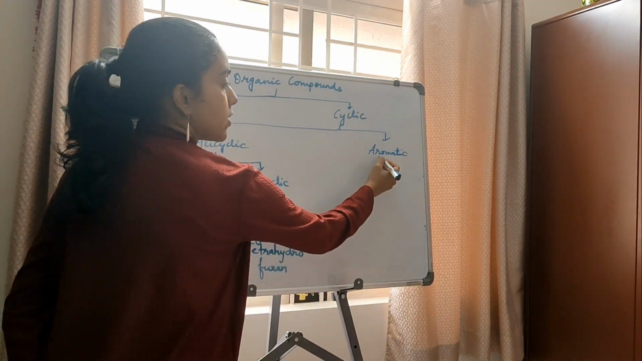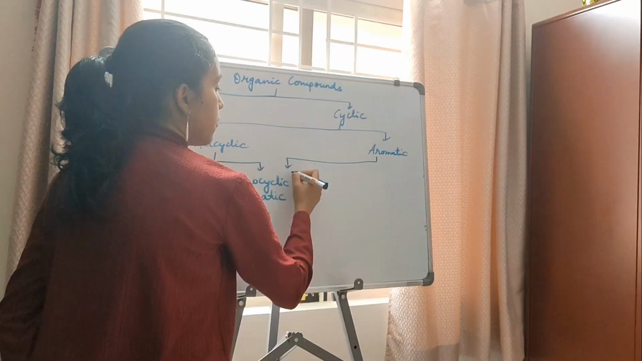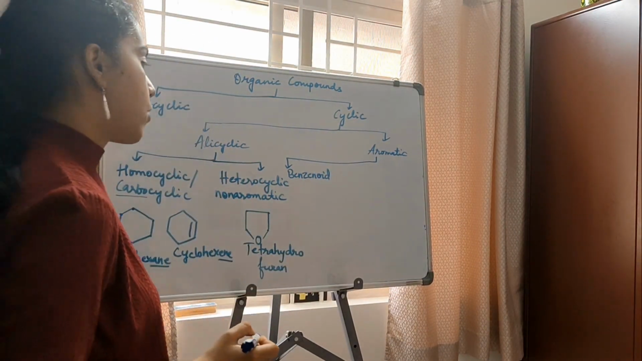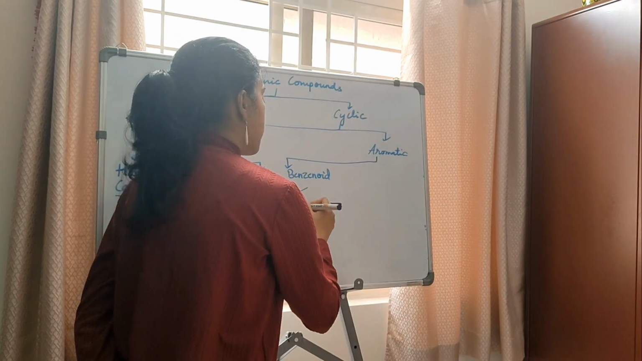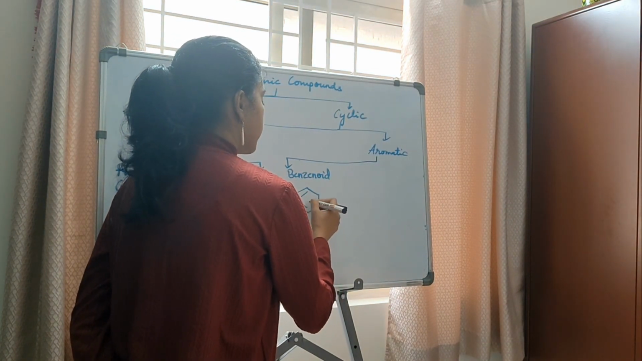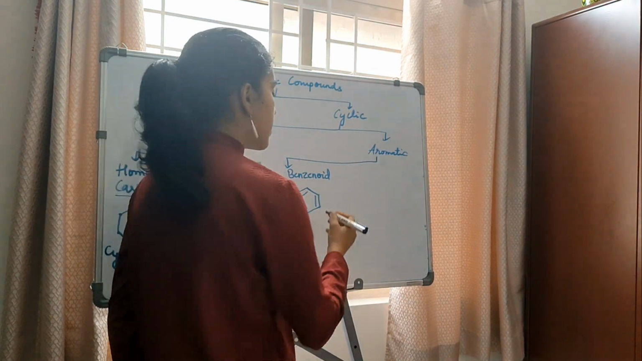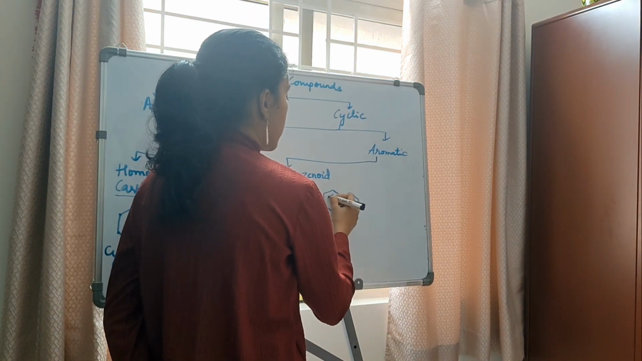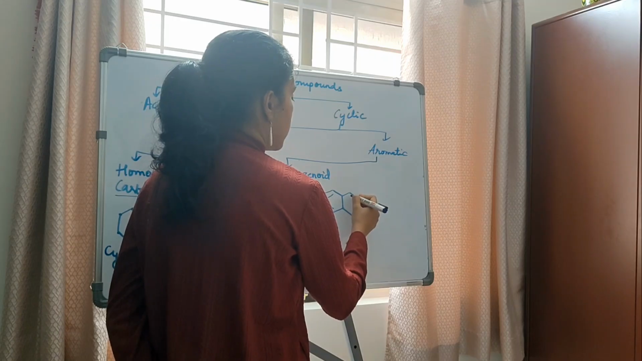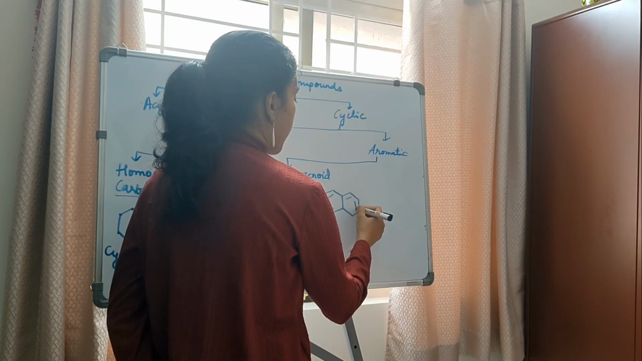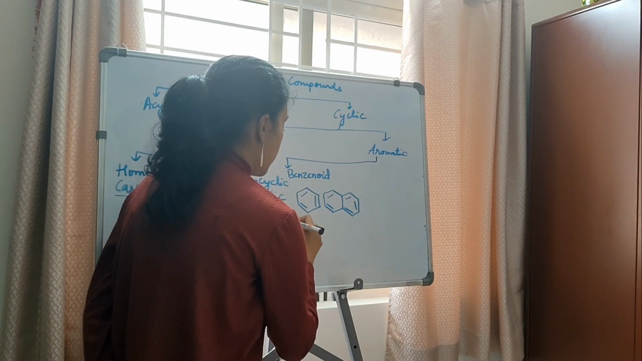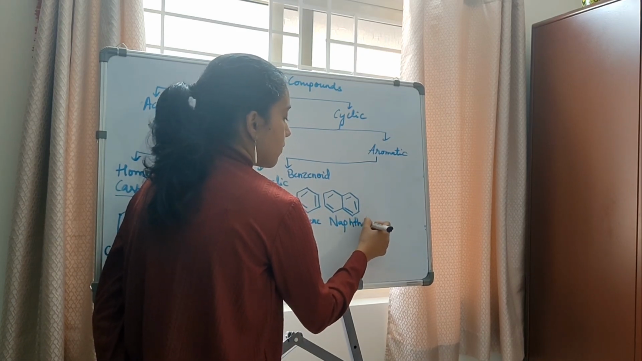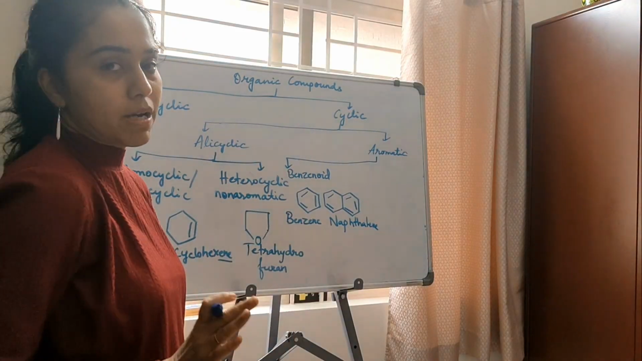Now let's move on to aromatic compounds. First you will have benzenoid. Benzenoid type of compounds contain a benzene ring. For example, let's take benzene. This is an example of benzenoid type of compounds. You also have 2 benzene rings which are attached to each other. So this is called naphthalene. So both are aromatic compounds.